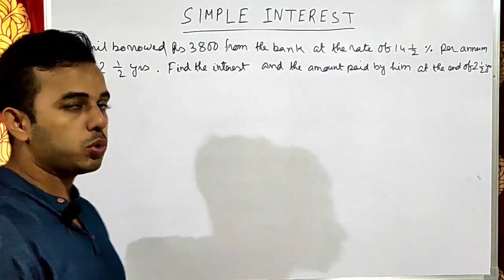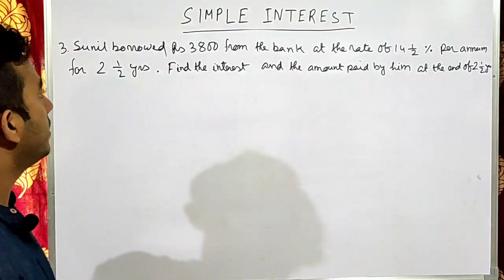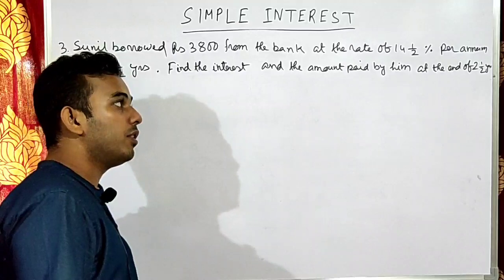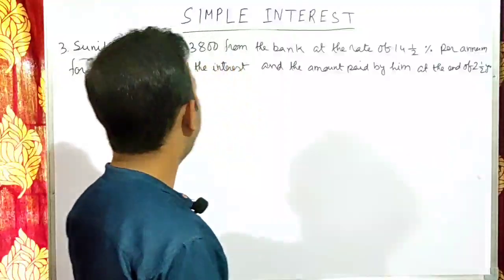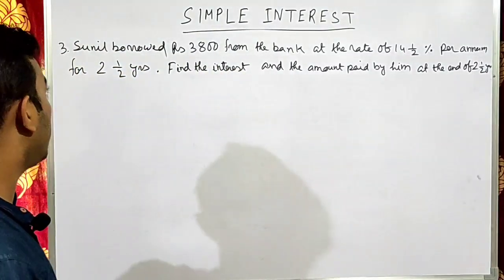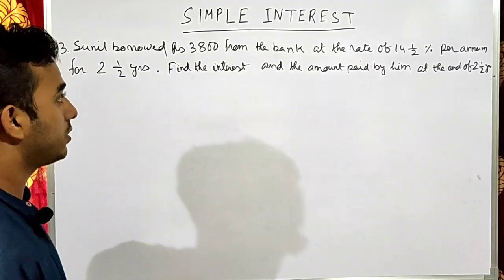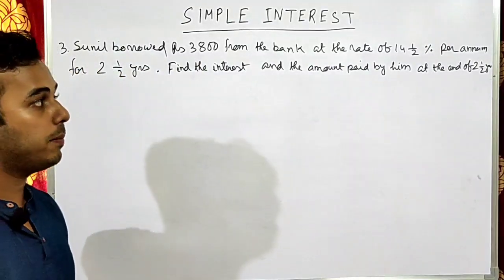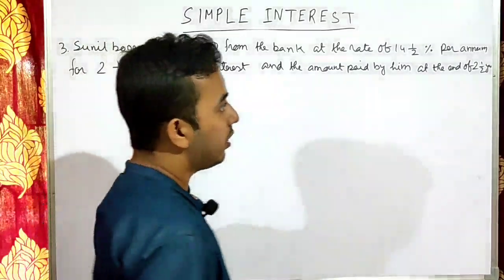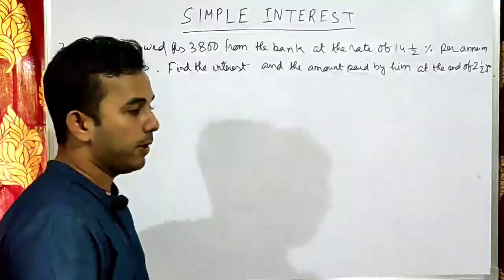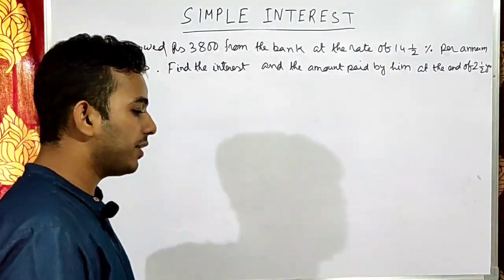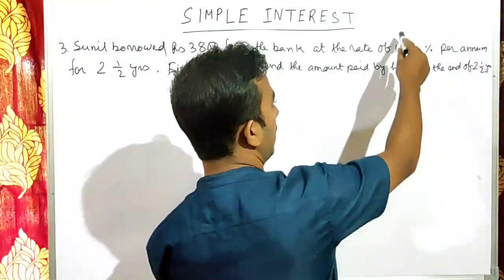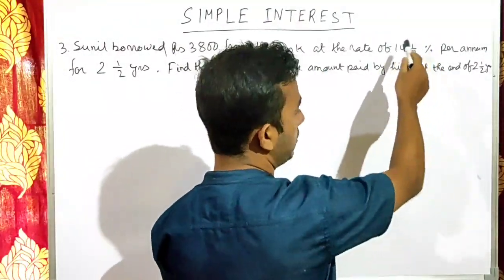So our next question, question number 3, is about a man, Sunil. He borrowed rupees 3,800 from a bank at the rate of 14 1/2% per annum for 2 1/2 years. Now we have to find the interest and also the amount paid by him at the end of 2 1/2 years. Nothing special in the question, but you may think how we can solve this. This is a mixed fraction.